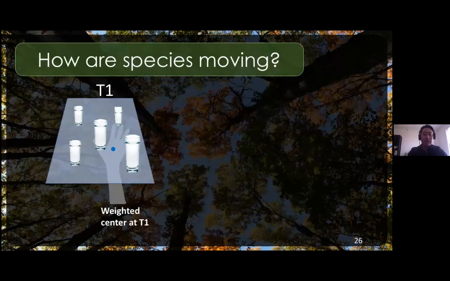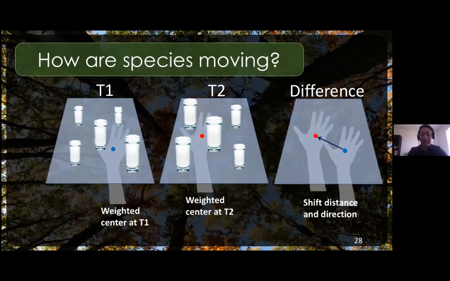So you'd have it at a certain point for the first tray, a different point for your next set of drinks. And then you could look at how you had to shift your hand to meet those two sort of balance points. And you can get sort of the direction that you had to move your hand, as well as how far along the tray you had to move it. And so we can apply this same approach to our tree species data.